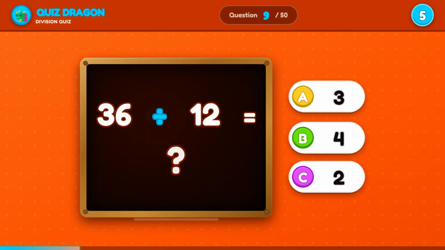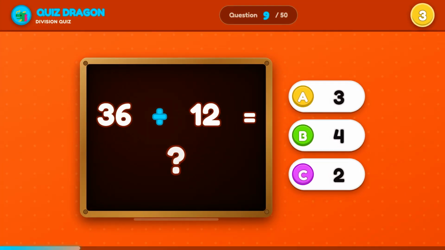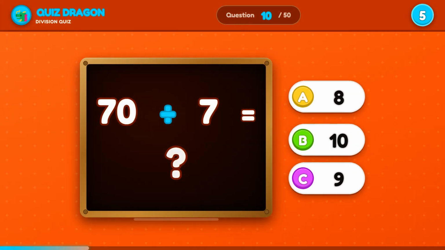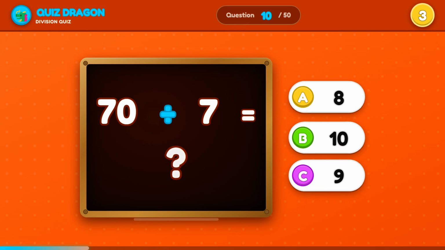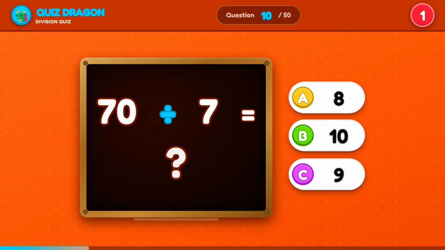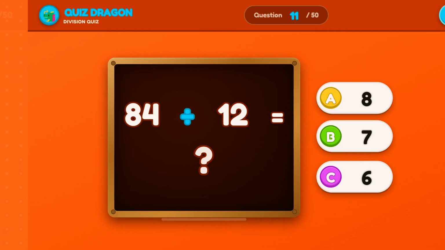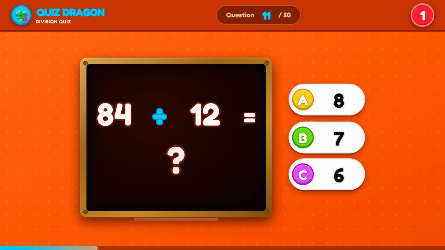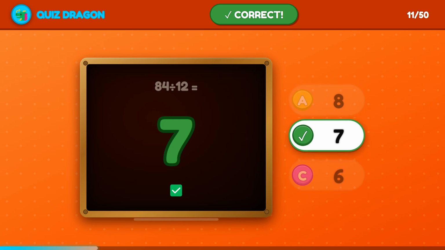Question 9. What is 36 divided by 12? The correct answer is A, 3. Question 10. What is 70 divided by 7? The correct answer is B, 10. Keep going. Question 11. What is 84 divided by 12? The correct answer is B, 7.